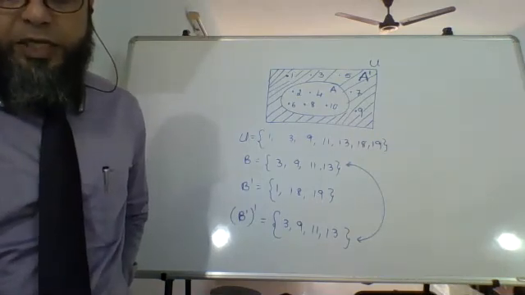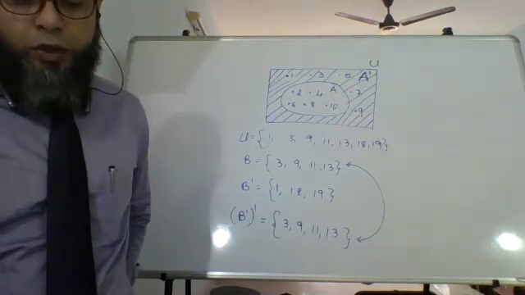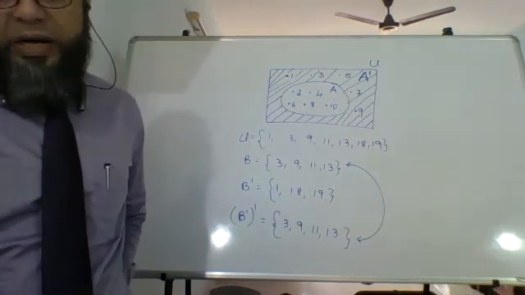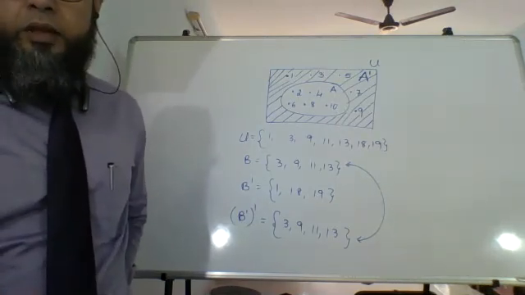Like every set is a subset of itself. Empty set is a subset of every set. If A equals to B, all those things, वो please पढ़ लेना. Okay, any doubts?